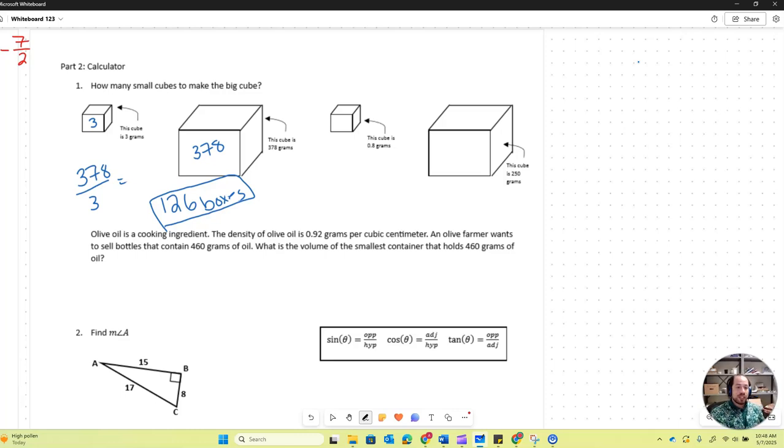Same thing we're going to do for these cubes here. The smaller is 0.8 of a gram, and the other is 250. So I'm going to take the larger. I want to see how many 0.8 of a gram fit into 250 grams. Again, I can use my calculator here. I know it's going to be more than 250. 250 divided by 0.8 is 312 and a half boxes.